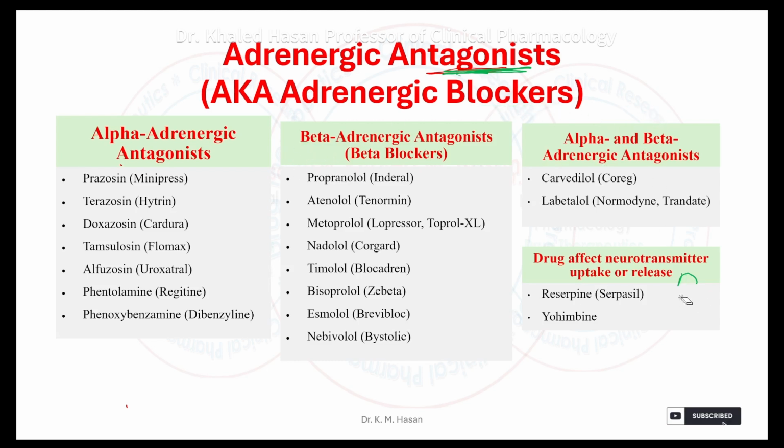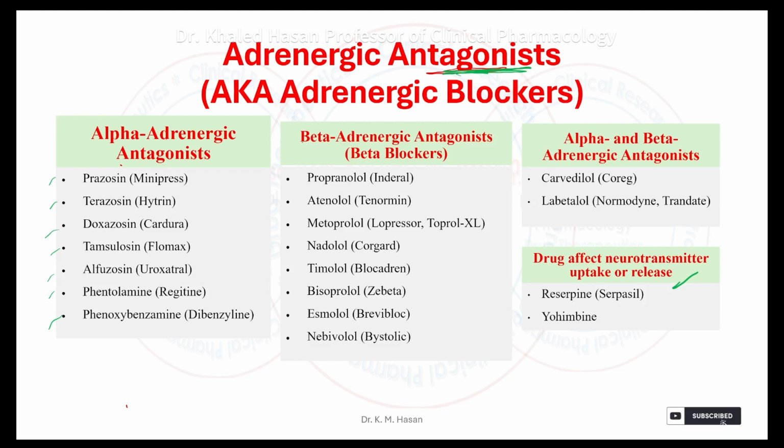Speaking about the alpha adrenergic antagonists, another name alpha blockers, we have prazosin, terazosin, doxazosin (Cardura), tamsulosin (Flomax), alfuzosin, phentolamine and phenoxybenzamine. Phentolamine has the brand name Regitine. So that is regarding the alpha adrenergic blockers.